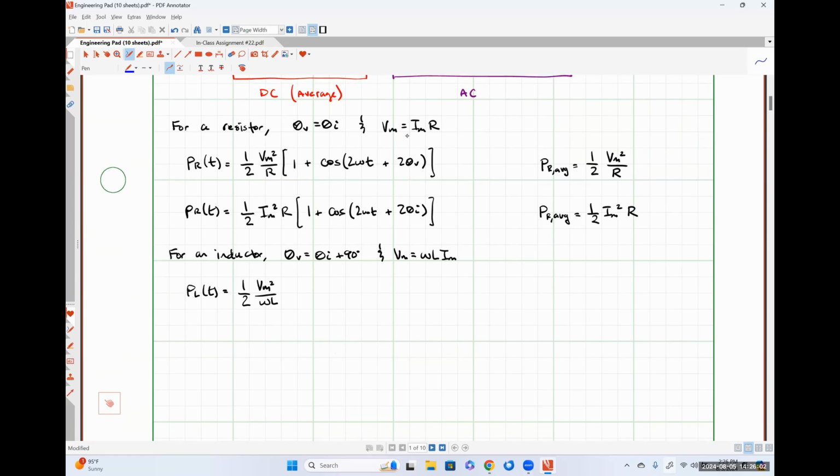So our first term, that DC term, literally goes away, which agrees with what we observed earlier, that our average power in an inductor should be 0. So we're only going to have that twice angular frequency AC part. So that's going to look like cosine of twice omega t plus twice theta v minus 90 degrees.